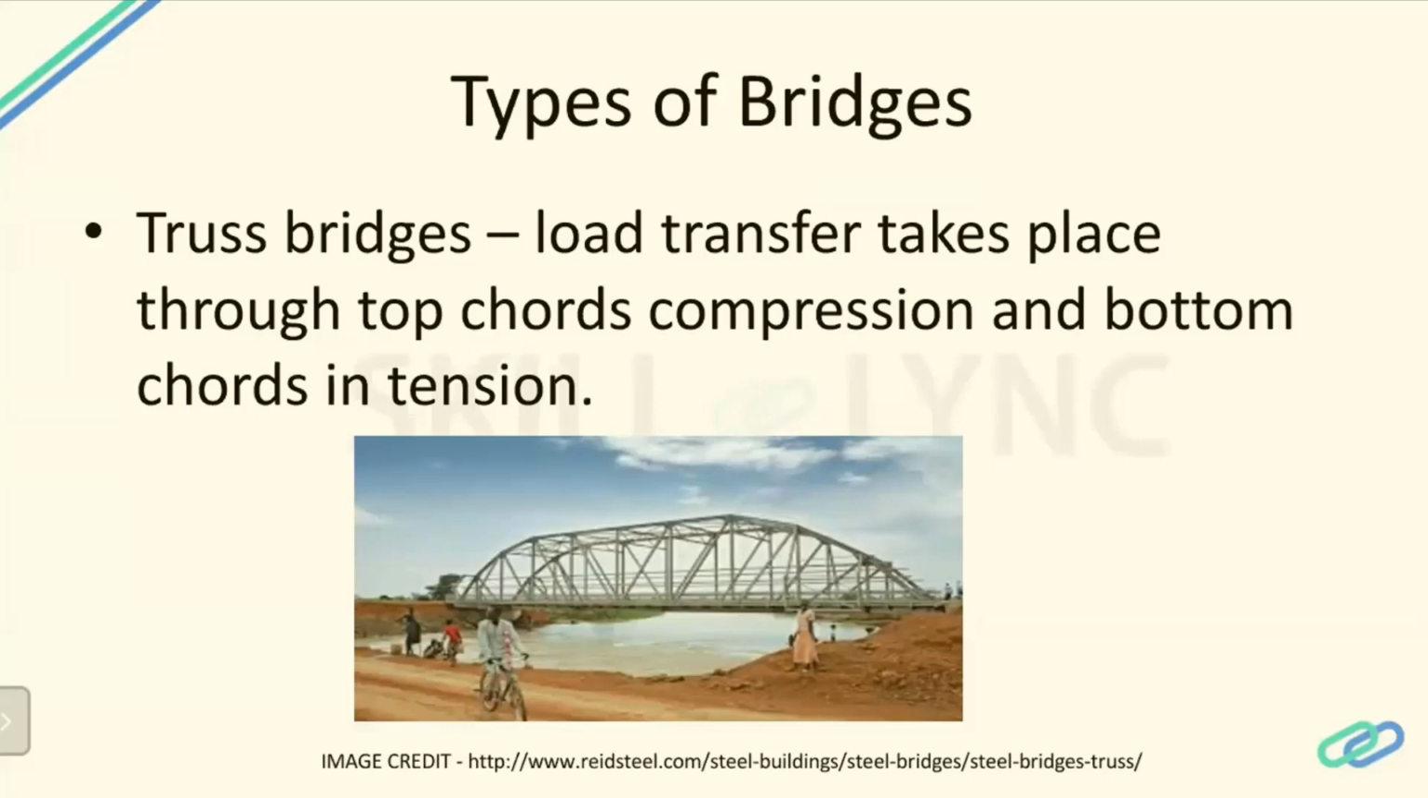The vehicle comes on the slab. The load is transferred through the top chord in compression, and it is once again transferred to the bottom chords in tension, and then transferred to the support. This is the load transfer to the support. If you analyze the truss members, you can see that some of the members will carry compression and some will carry tension, and there are also zero force members in between. So that is the truss bridge.